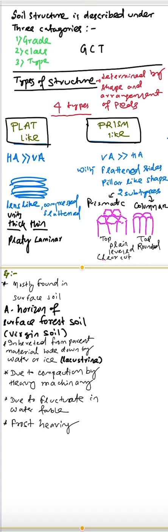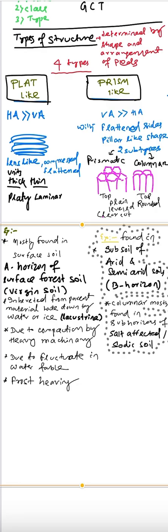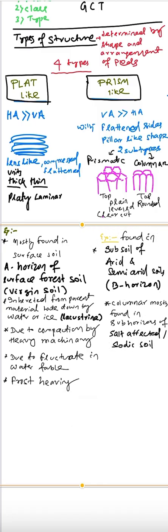So here there are 2 subtypes. One is prismatic: if the top portion is plain, leveled and clear cut, it is called prismatic. But if the top is rounded, then it is called columnar. Then next, where is it found? It is found majorly in the subsurface region, the B horizon of arid and semi-arid regions.